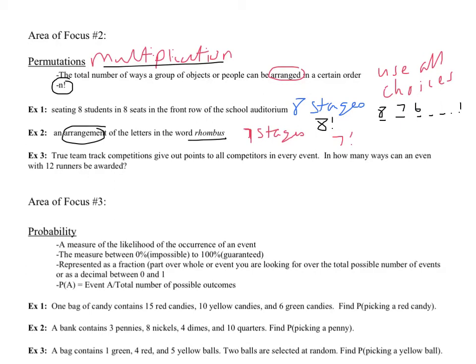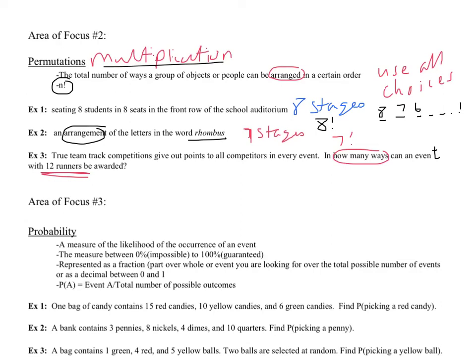As I mentioned earlier, with a track example, true team track competitions give out points to all competitors in every event. In how many ways? Now this sounds like a counting principle question, but you have to read the question a little more carefully. Can all 12 runners in the event be awarded? So all of them are going to be taken care of.